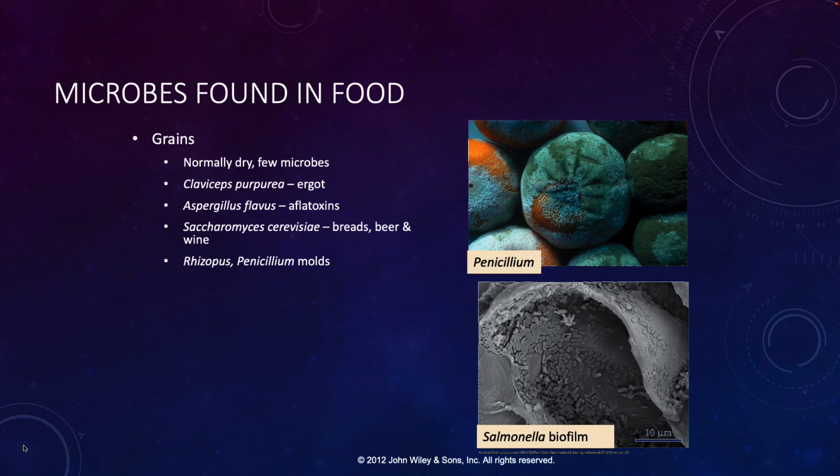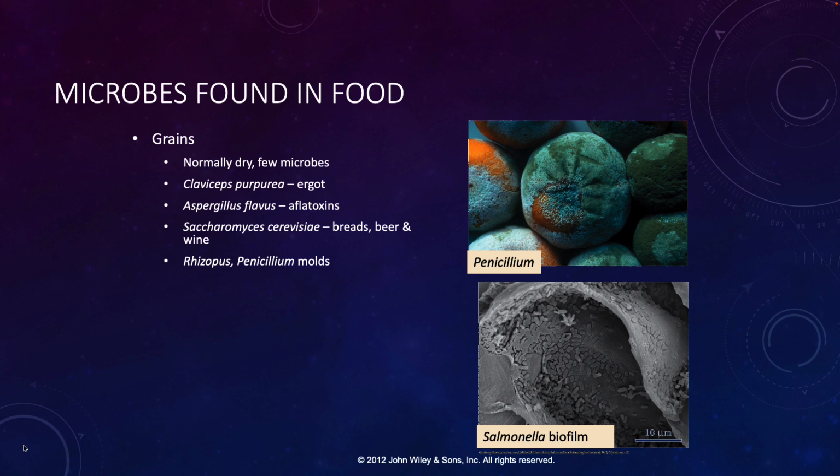Generally, grains, when stored properly, like kept dry, don't have too many microbes. But definitely if grains get wet, those microbes can grow and can cause significant infection. Some of the microbes that we find in grains are most often fungi, the ones that we worry about. The two that are listed first, Claviceps and Aspergillus, both produce toxins that can make people sick. So it can be very dangerous to consume foods that have been contaminated with these two fungi.